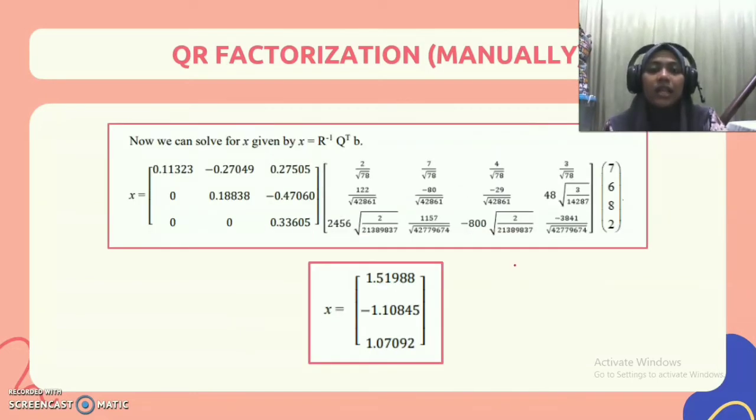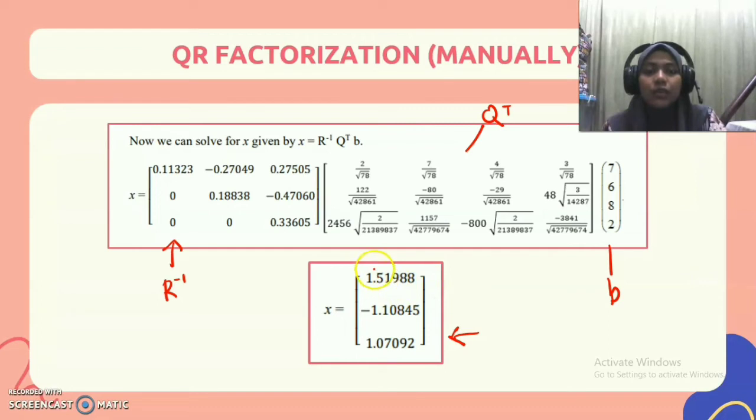As we get the R inverse, now we can solve for X given by X is equal to R inverse times Q transpose times B. So this is our R inverse. This is the Q transpose, and this is the vector B. So solve one by one by multiplying the Q transpose and B, and then from the answer we can multiply it with the R inverse. So this is the last answer for the values of X.